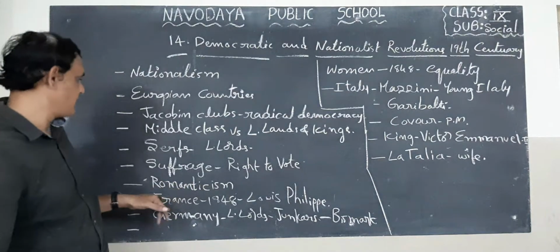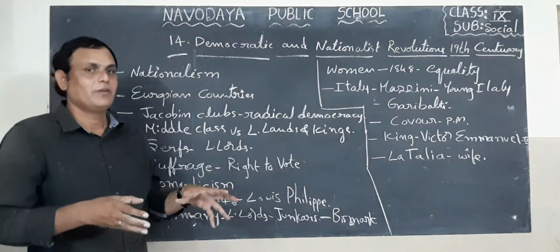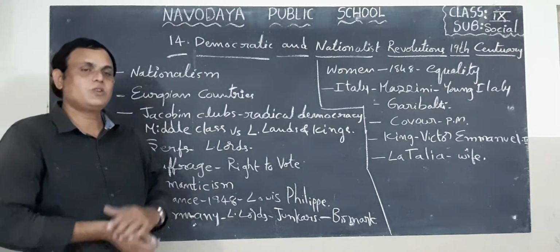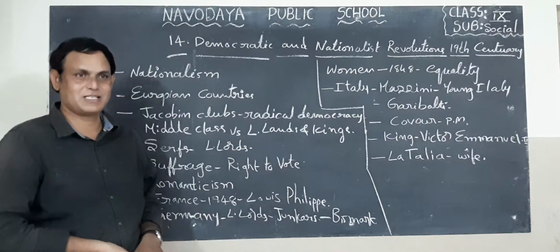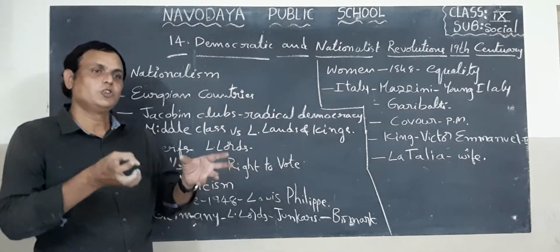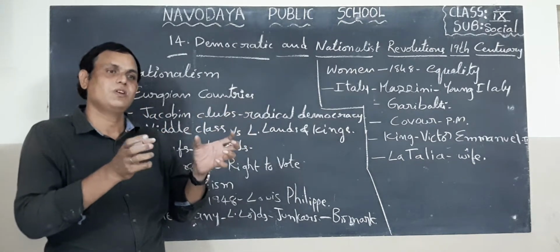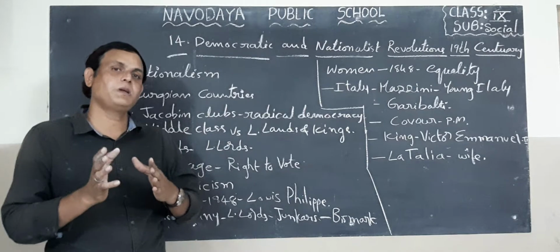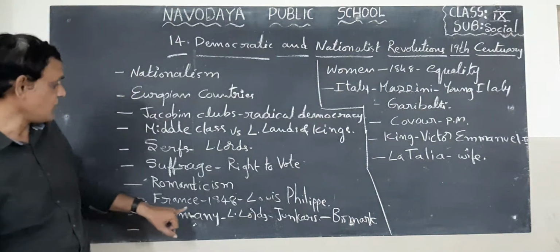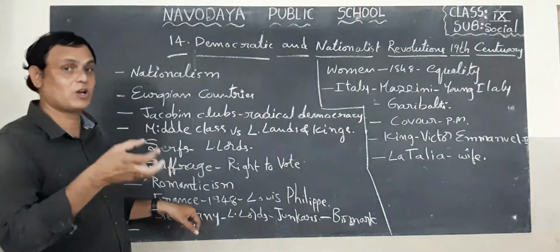Okay. Next one, Romanticism. In this period, they painted many pictures. They wrote many stories, journals, etc., because they were educated. Through these pictures, they told the sorrows faced by the common people, etc. Okay. Next one, France. In France, the revolution occurred under the control of kings.